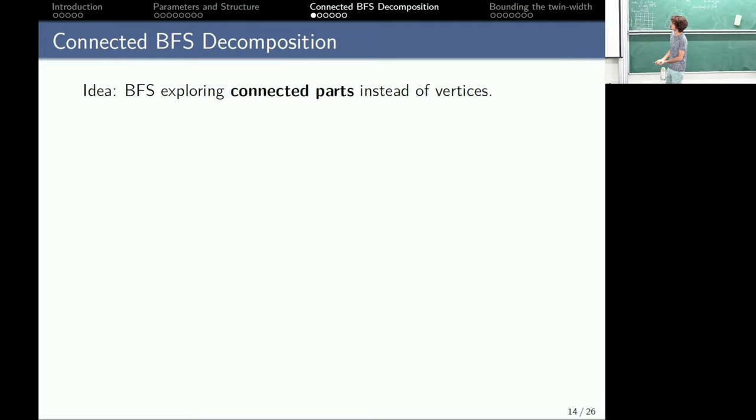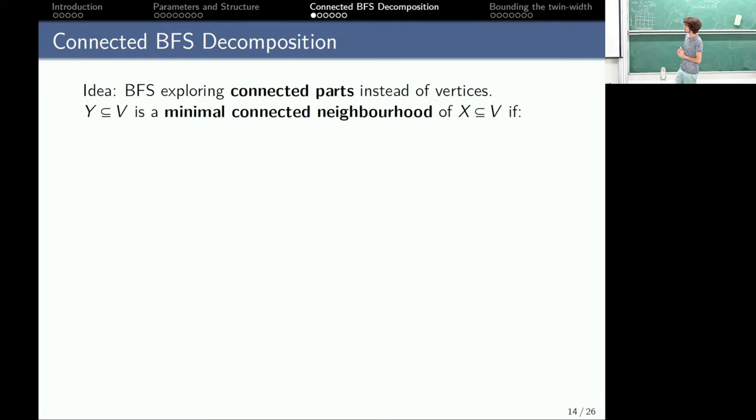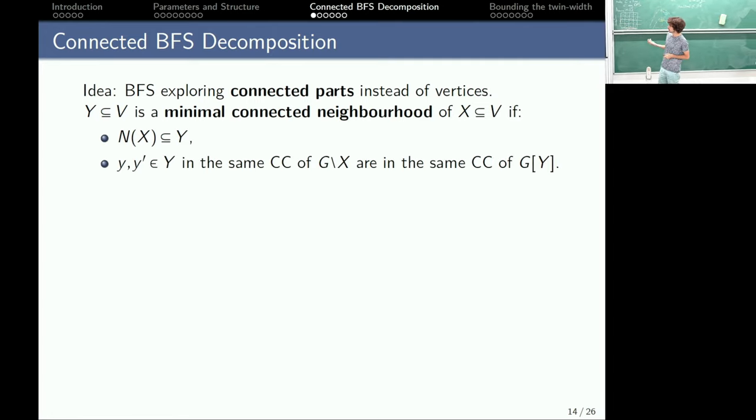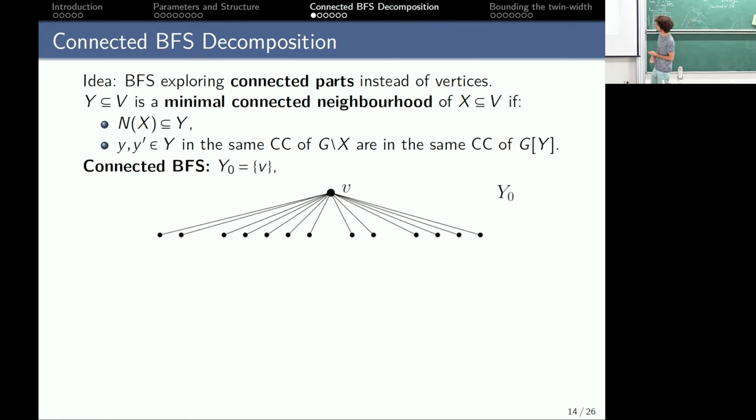So what do I mean by this? We say that a vertex set Y is a minimal connected neighborhood of a vertex set X if it contains the neighborhood of X, and if two neighbors of X are in the same connected component when you remove X, they are still in the same connected component in Y. So the idea is that you look at the neighbors of X, and you want to reconnect them as much as possible without using X.